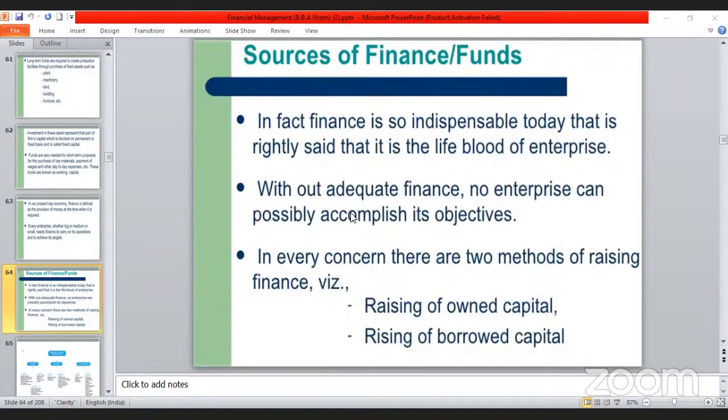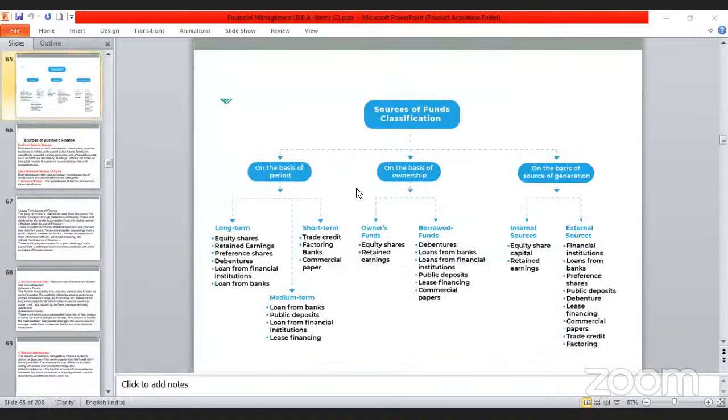There are two methods available to raise finance. You can raise it from your own capital, and if that is not available, you will borrow from friends, relatives, and family members. If it is very heavy and huge capital, you will borrow from financial institutions. Got my point? Yes. So these are the sources of finance, and this is also a classification of funds. I think I explained this one in the last class.